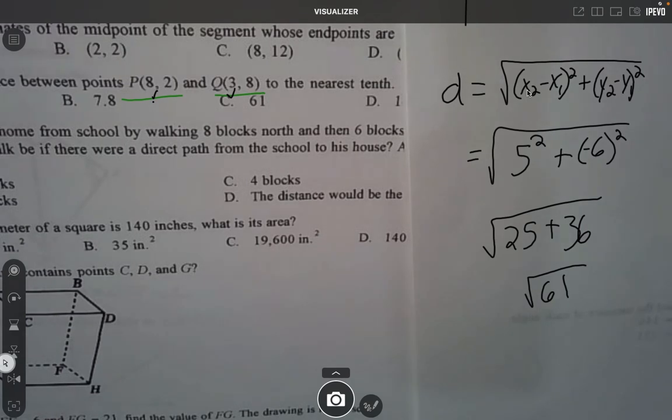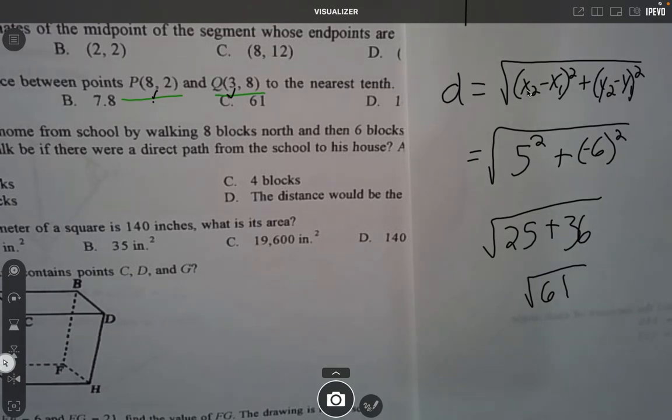This is not an answer choice. It's 7.8. It's B. Y'all, the square root of 61 is not an answer choice. Yes, it is. No, it's not. That is 61, not the square root of 61. That's just 61.